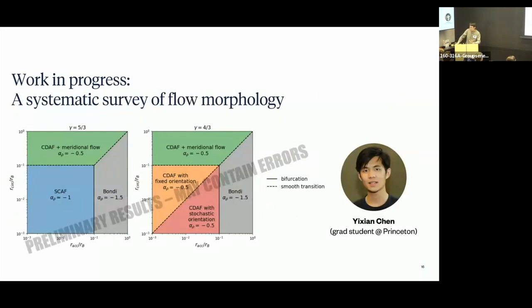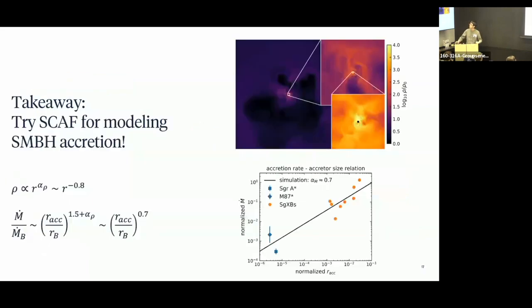There are already a bunch of different regimes, some we know of like boundy and scav, some we don't quite know yet, like the green region there, we see something that looks kind of like a CDAV, but it also has very strong meridional flow. So this is something you should probably hear more about next year. Okay, so I will leave my takeaway here and I'll be happy to take any questions.